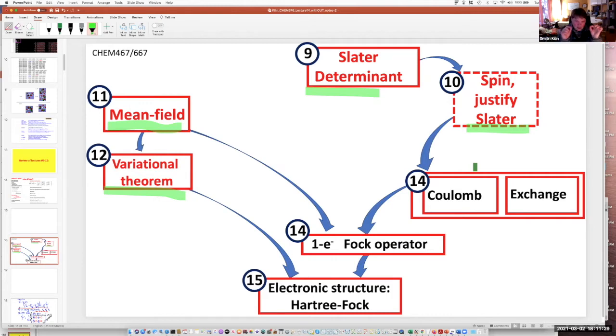So interaction between 2 electrons just through equations will be chopped into 2 qualitatively different categories, which will be called Coulomb and exchange. And after we admit the presence of these 2 concepts, we will merge them with concepts that we learned before, mean field and variational theorem, and then together they will form the overall Hartree-Fock theory.